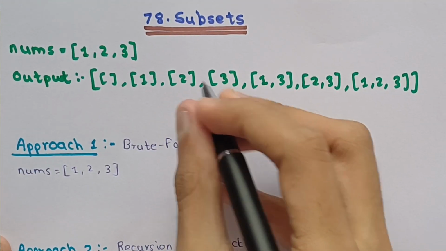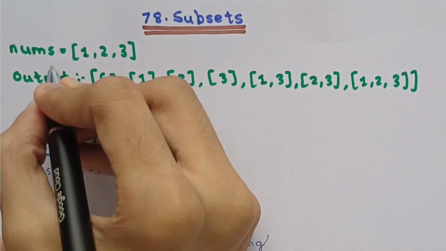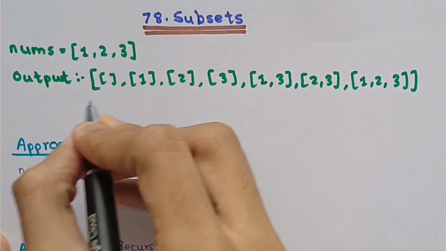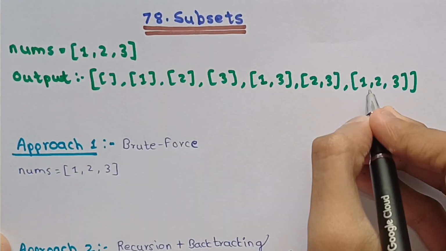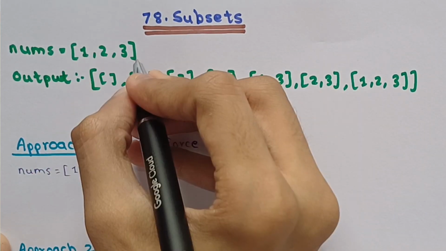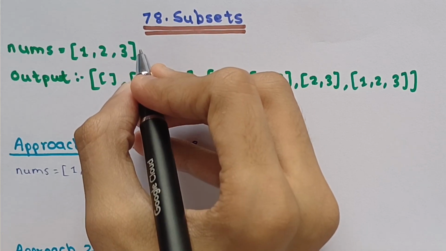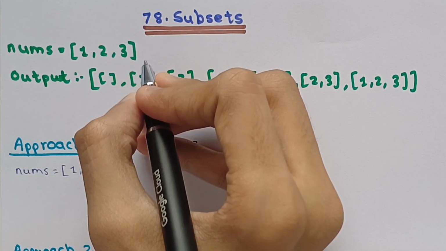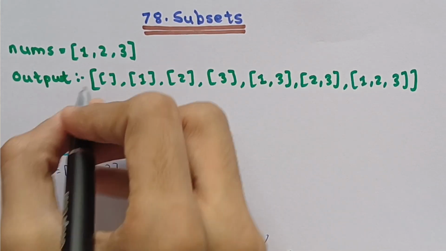Let's understand the problem statement. We have to find the subsets of this array. The array given is 1 2 3 and the output is this much. We have to find the possible subsets in this array. Duplicate subsets are not allowed. I will explain the problem statement.